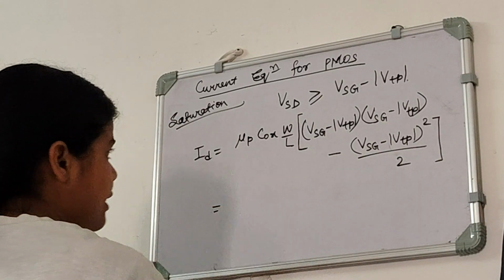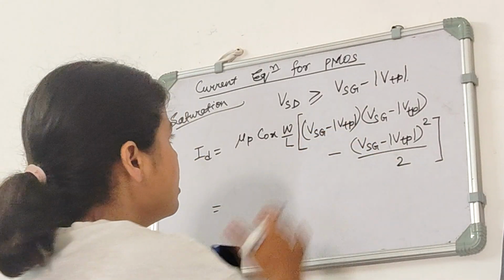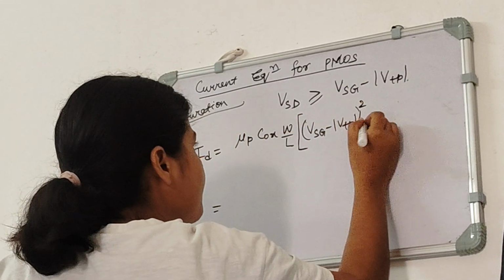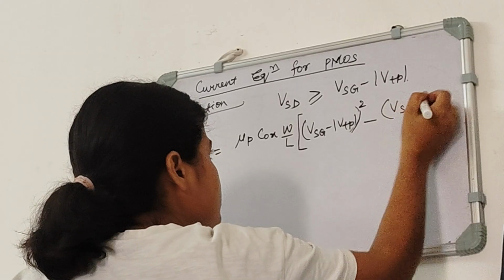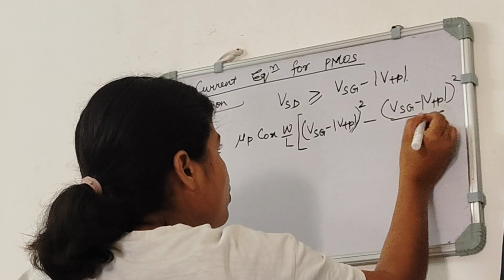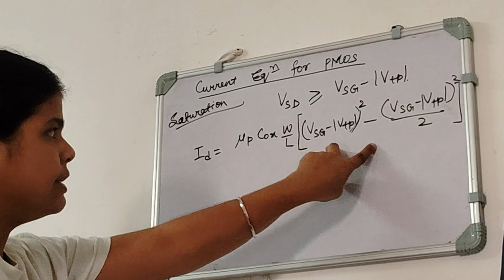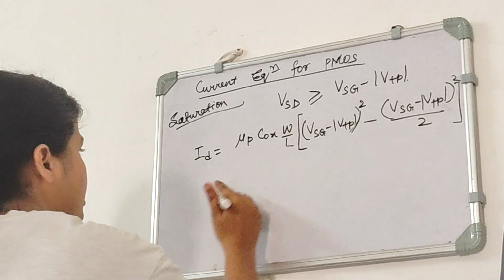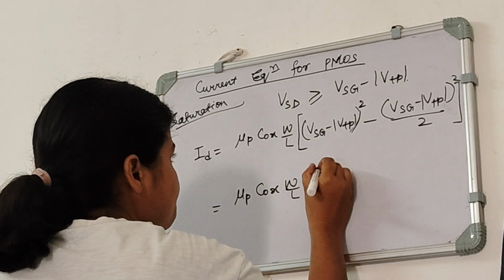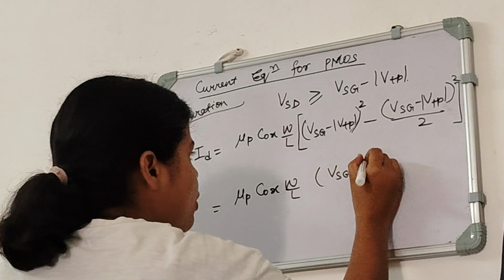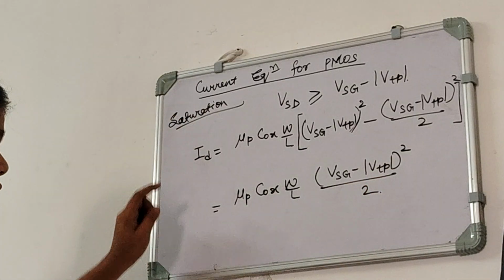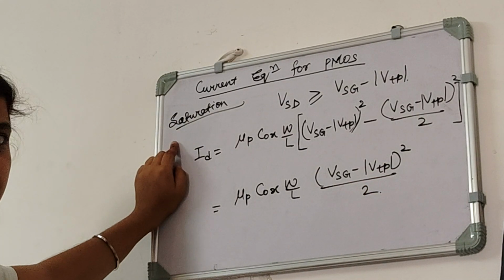Multiplying these two, we will get the square minus VSG minus mod of VTP square upon 2, and after solving this, we will get half of this. We will get VSG minus mod of VTP square upon 2. So this is the equation of current for the saturation region for PMOS.